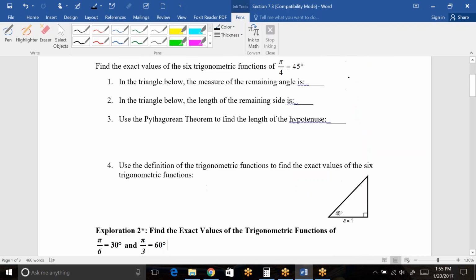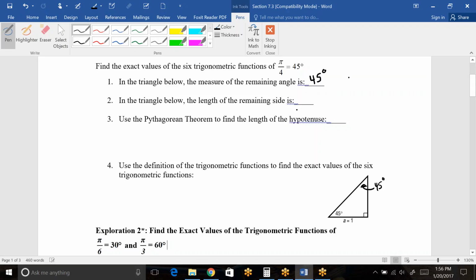So in the triangle below, the measure of the remaining angle, let's look down here. If you have a triangle, your triangle has to add up to 180 degrees. So if this is 90 and this is 45, this has to also be 45 degrees. So that's that angle right there.